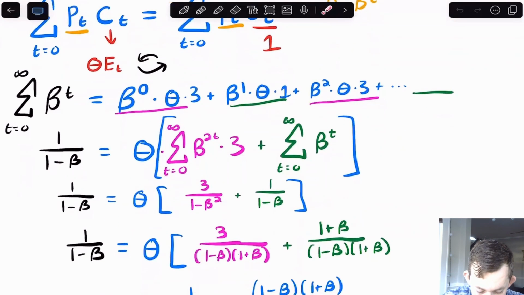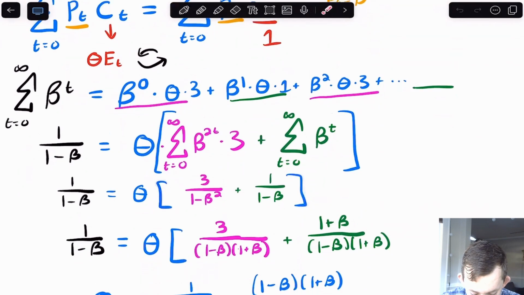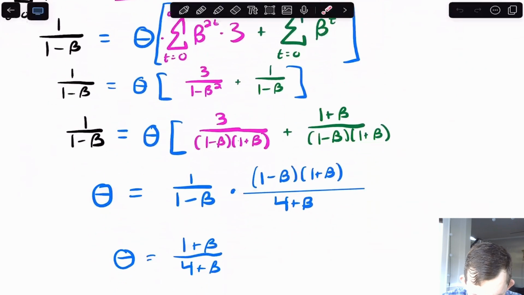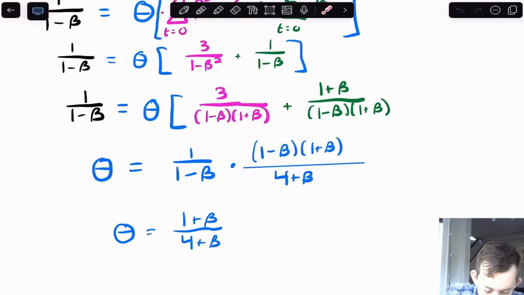And then I'm just doing my fun summations to get this part in parentheses right here. Then I'm just doing some algebra to go ahead and get that to be a little more clean. And I'm going to get that theta is 1 plus beta over 4 plus beta if I did my math correctly. If you're looking at this and you think I did not do my math correctly, please give me a comment so I can correct that. Do my best, but I can only do so much in the world of math.